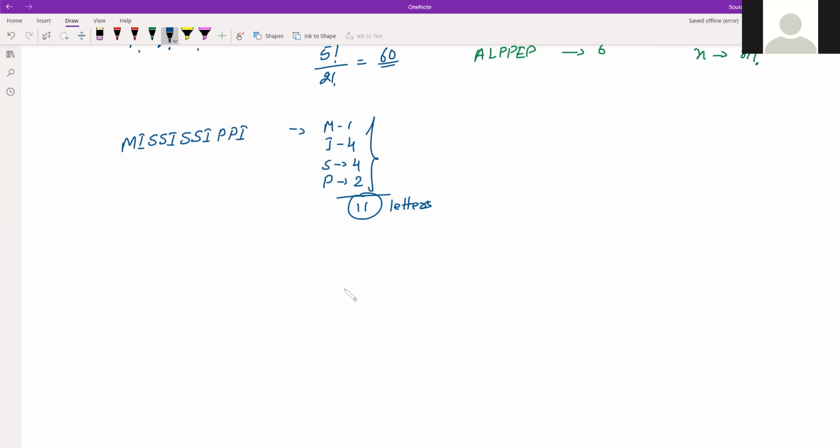So if they all are different, if first S, second S, third S, fourth S are different, all the P's are different, then its answer would have been 11 factorial. But because those are repeated, we have to divide it by the factorial of the number of their occurrences. Don't just memorize this formula, try to understand it, and if you have any problem in understanding, ask me, I'll try to explain it once again.